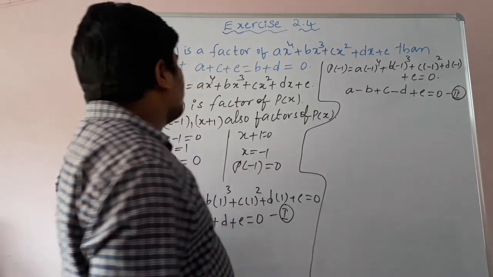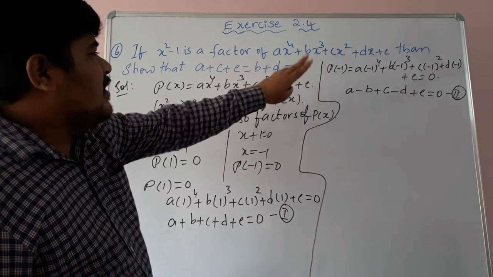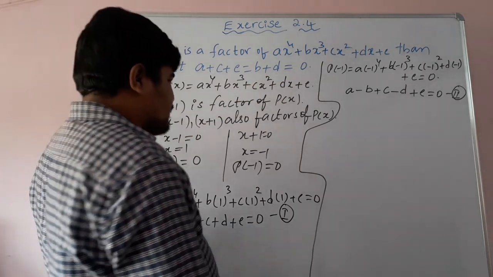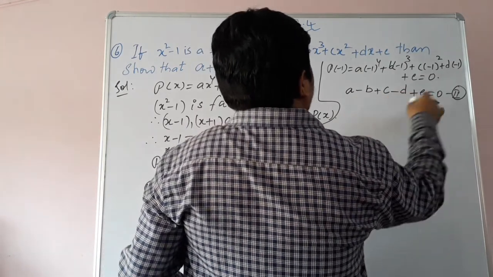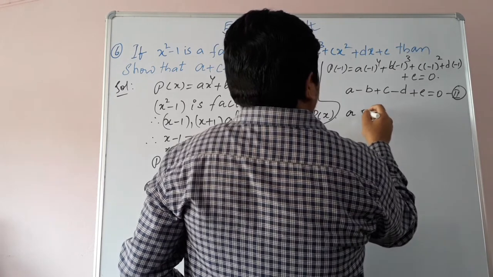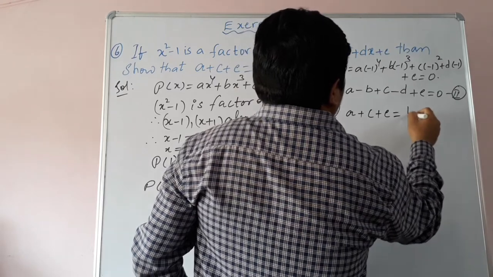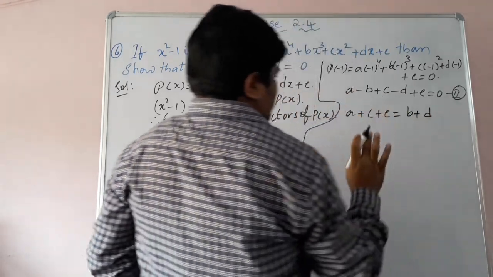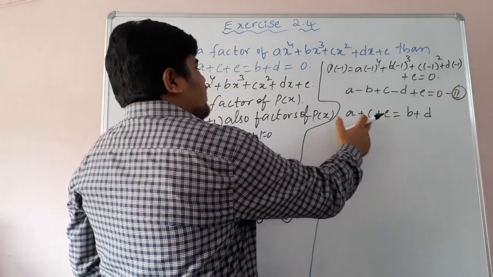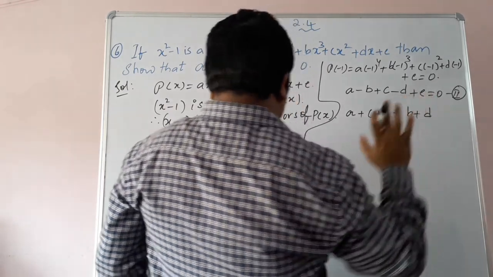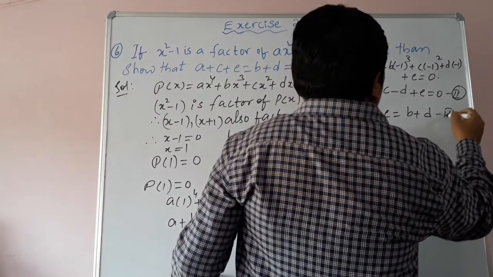Now what they are asking us to show: a plus c plus e is equal to b plus d is equal to 0. Okay, children. Now just transpose minus b and minus d to the right hand side, then what we will get, children? a plus c plus e is equal to b plus d. If we transpose minus b to the right hand side, we are getting a plus c plus e is equal to b plus d, children. Okay now, take this as equation 3, children.